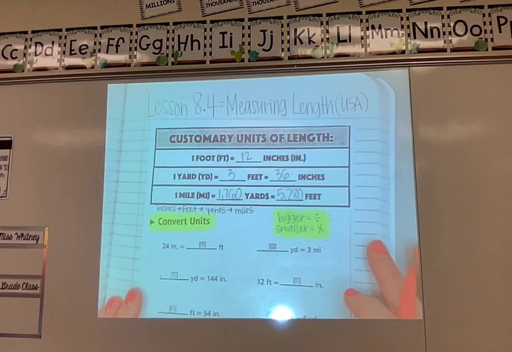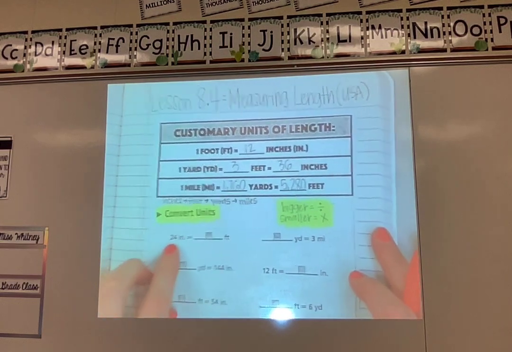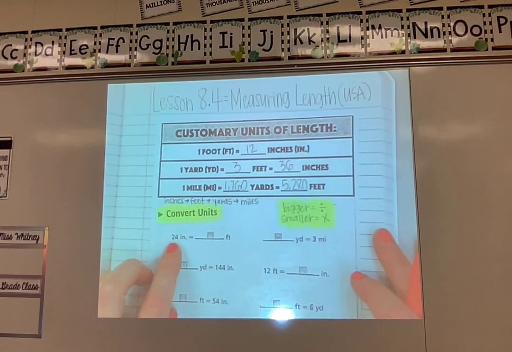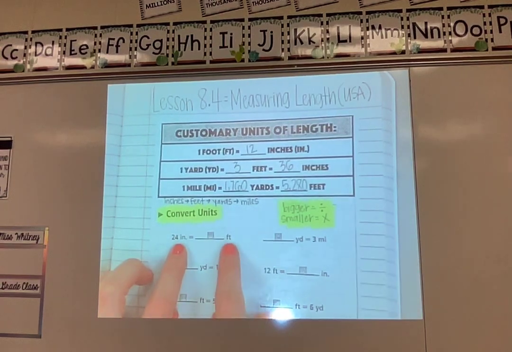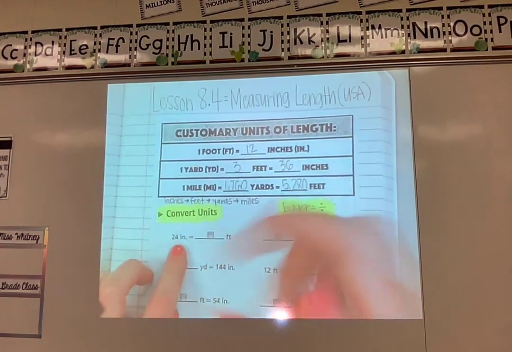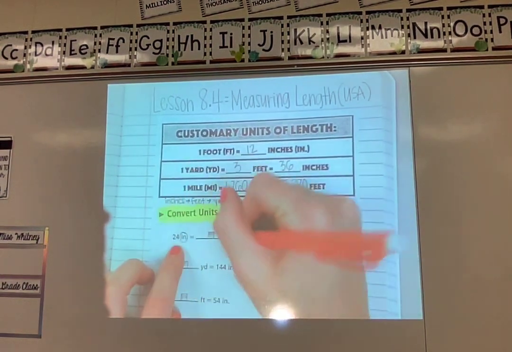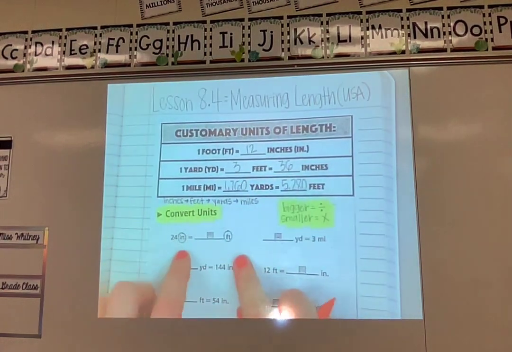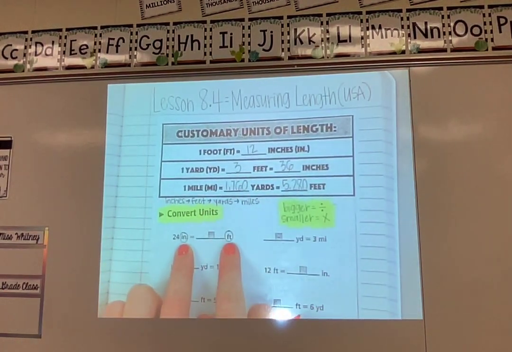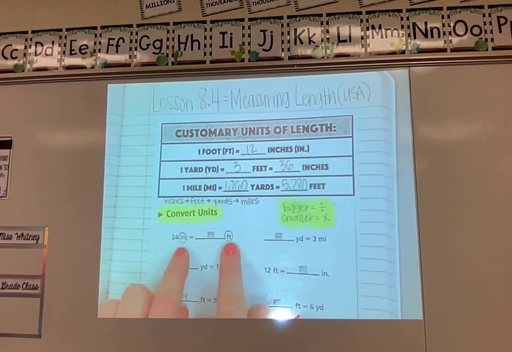I'm going to show you how we do this in the United States. So if I have 24 inches and they want me to convert it to feet, first I like to circle my labels. This tells me what I have. I have inches and I'm going to feet. Now I want to ask myself, am I going to a bigger measurement or a smaller measurement?